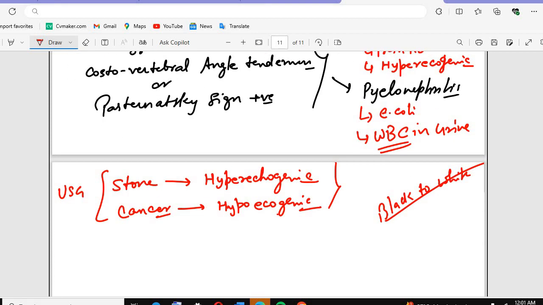Okay, so what is that? We would be having the pus and WBC in the urine. So what would be the pyelonephritis? We would be having the E. coli and the WBC in the urine. In the ultrasound we would be having a stone. The stone is hyperechogenic and the cancer would be hypoechogenic.